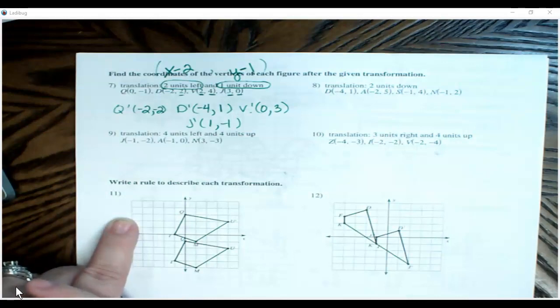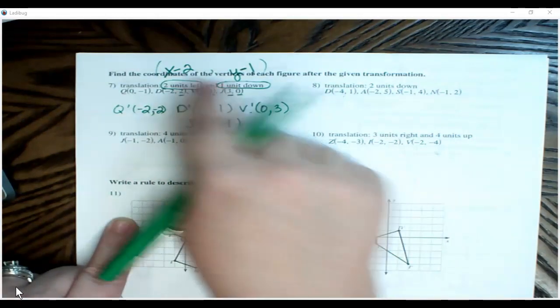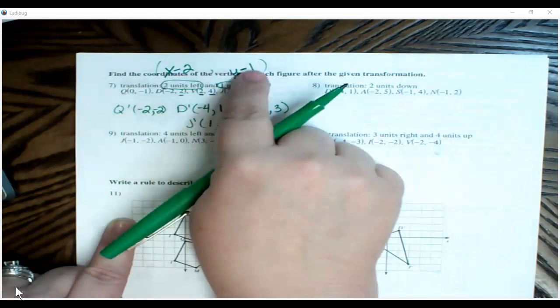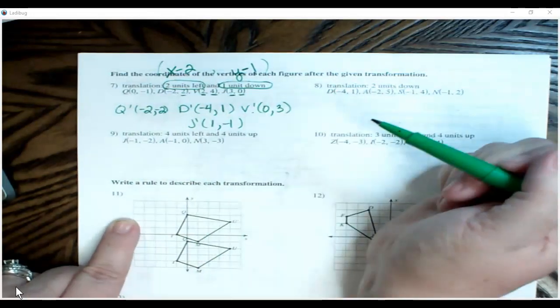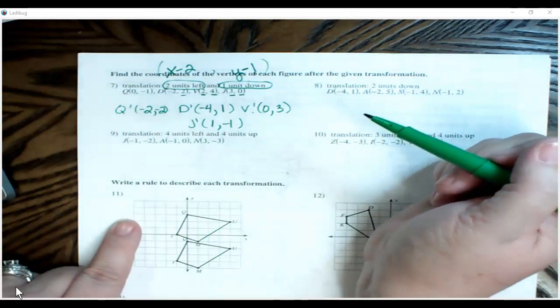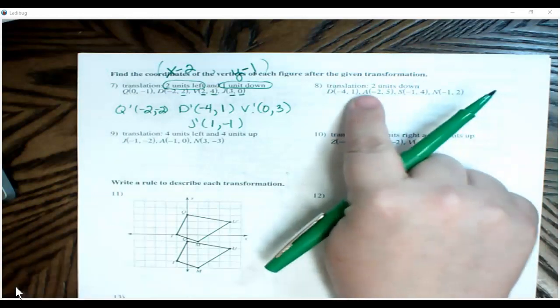And that's how you find your prime coordinates mathematically, using the descriptor to figure out what the rule is going to be. That's going to tell you mathematically, are you adding or subtracting? But now look at number 8.